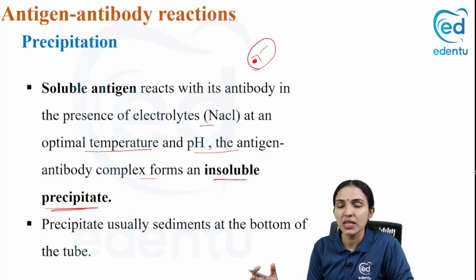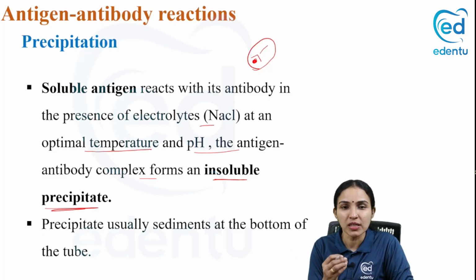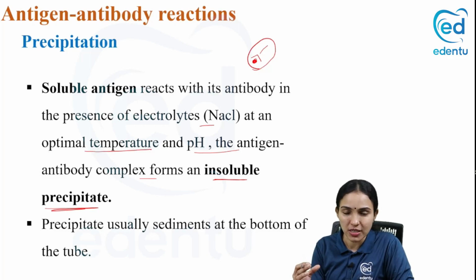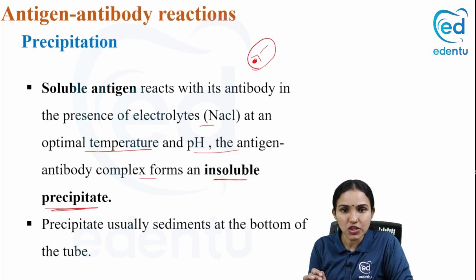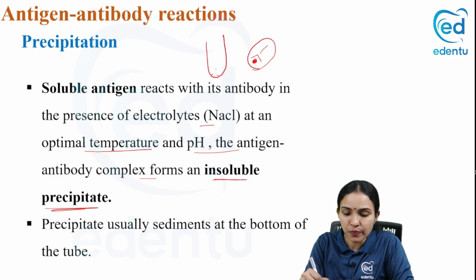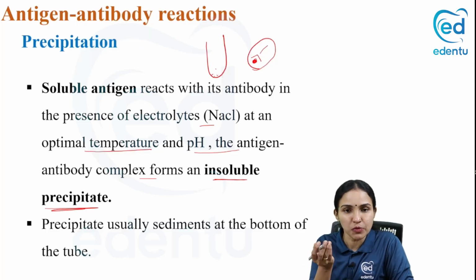So what kind of complex it forms is different depending upon the type of antigen. If your antigen is soluble, the complex will be very small, in the form of a precipitate. If the antigen is insoluble or particulate antigen, particle-like antigen, it will form a larger complex in the form of agglutination. So that is the difference. So in precipitation, you're getting an insoluble precipitate. It's a very small complex. And usually, if you have a reaction taking place in a tube like this, the antigen antibody reaction takes place, there is this complex formation or precipitate formation which gets settled at the bottom of the tube.